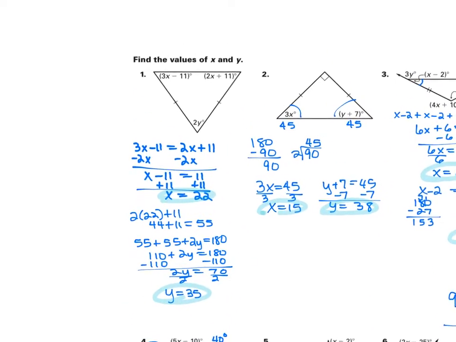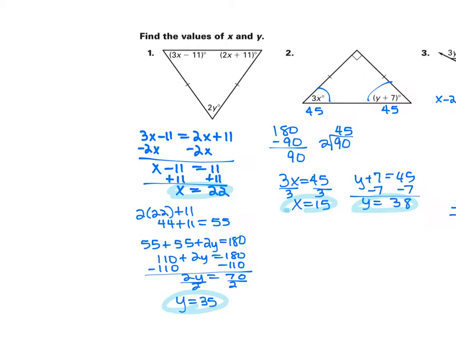For number 1, the first thing I looked at was there were 2 congruency marks here, indicating that these sides were congruent. So I could apply my base angles theorem, and I could state that this angle was congruent to this angle. And I set up my equation as 3x minus 11 equals 2x plus 11.